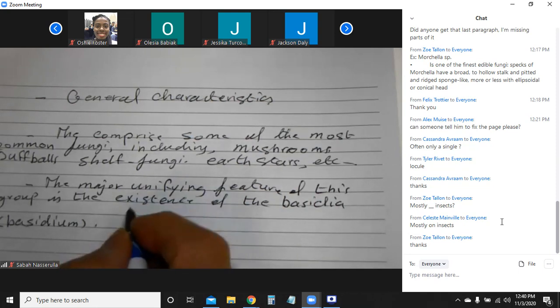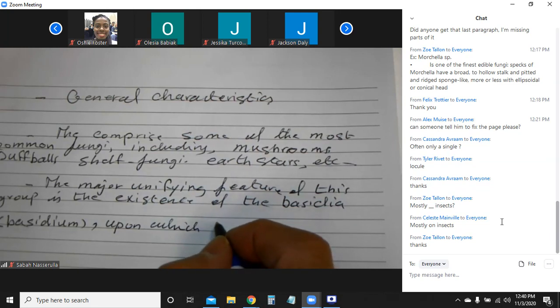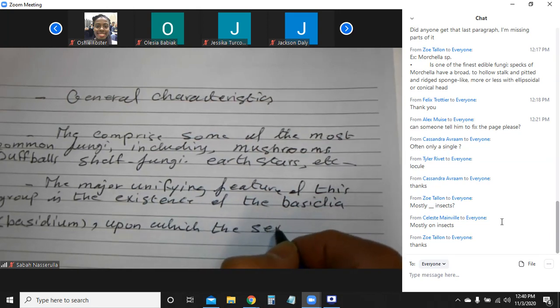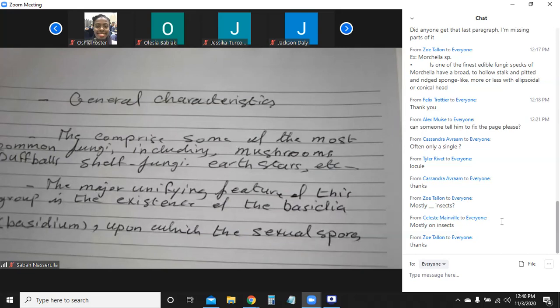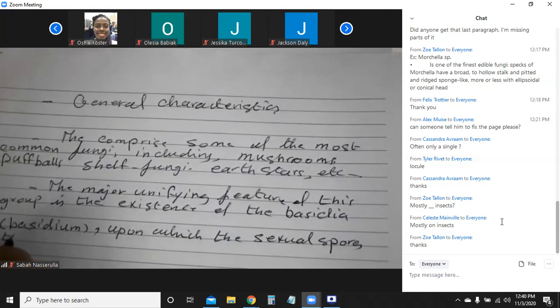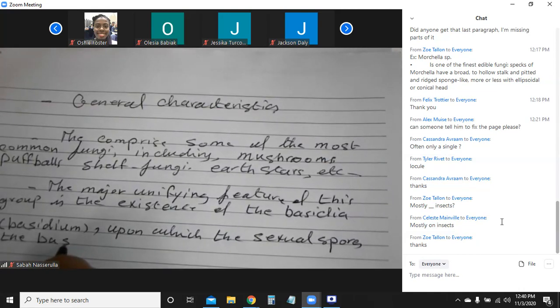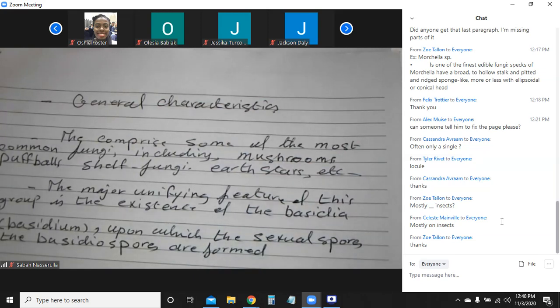Basidium, upon which, to emphasize this point, the sexual spores, in this case known as the basidiospores, are formed. And of course I always mention, after meiosis.